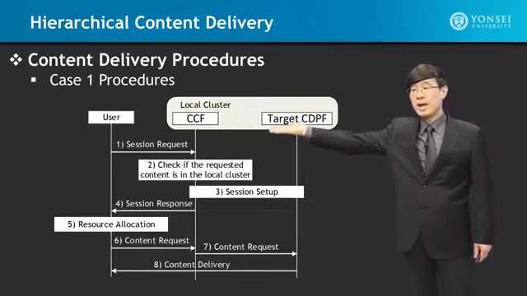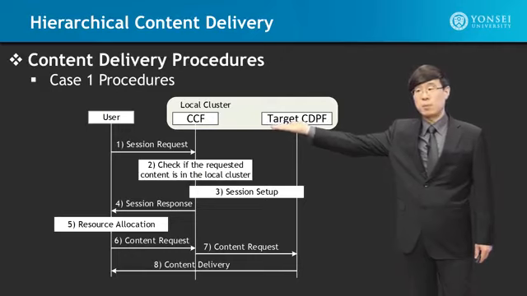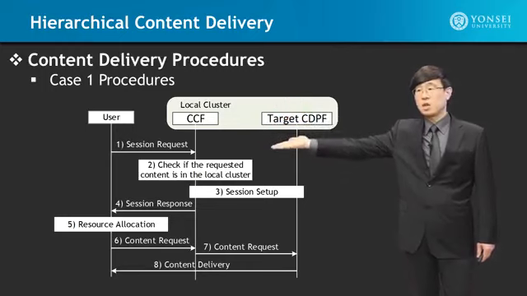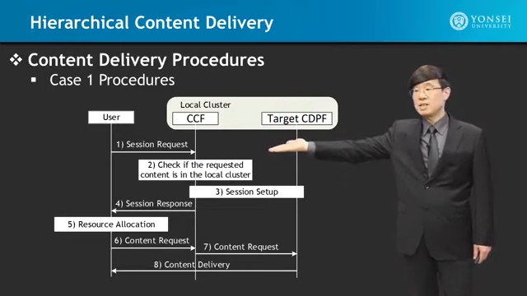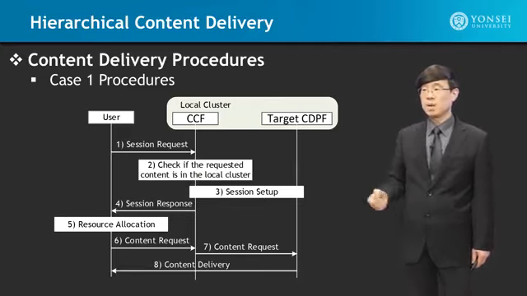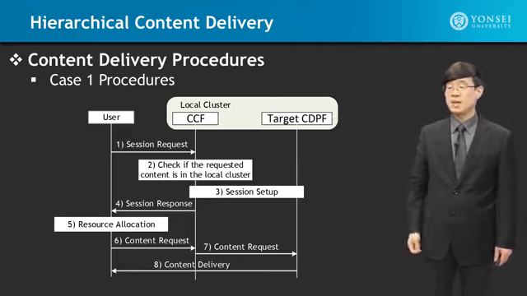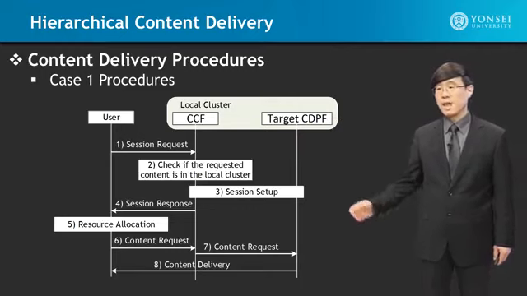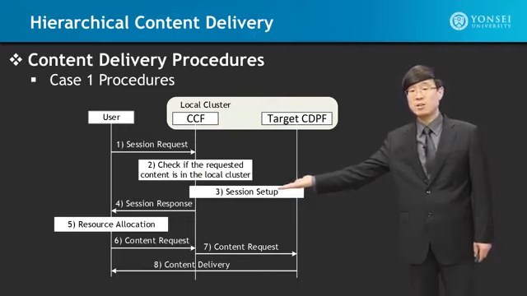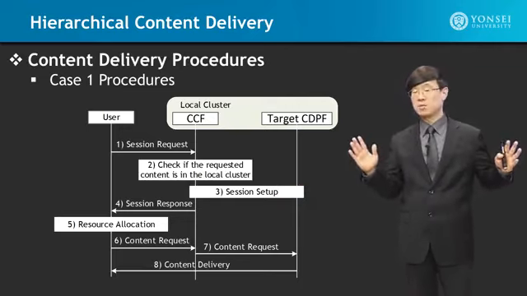The user has a session request made, step 1. This is received by the CCF in the local cluster. It's going to check if the requested content is in the local cluster. Then, here, session setup is conducted, where the target CDPF is linked together, and then session response is sent back to the user. The user now is going to prepare to download by doing resource allocation, malloc, memory allocation, to open up some space for the packets of the video stream to be saved.